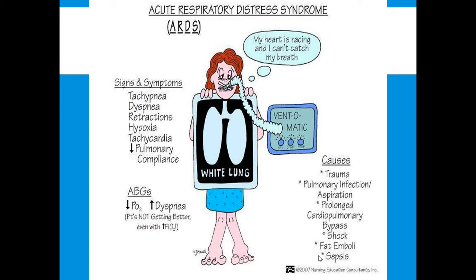So here is a quick little picture you can use to help with studying signs and symptoms of ARDS. So we talked about this already: tachypnea, dyspnea, retractions, hypoxia, tachycardia, decreased pulmonary compliance. With your ABGs, you're going to have decreased PO2 and an increased dyspnea, which means just that patients do not get better. They can't get better, even with high amounts of oxygen that are delivered to them. So causes, again: trauma, pulmonary infection and or aspiration, prolonged cardiopulmonary bypass, shock, even fat emboli or sepsis. And sepsis is most common.